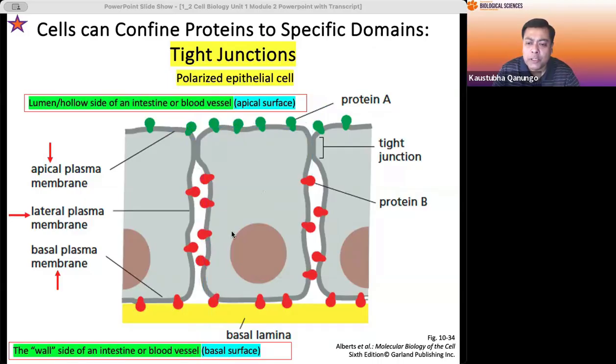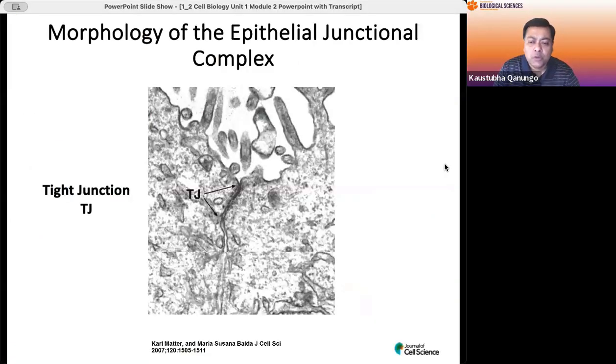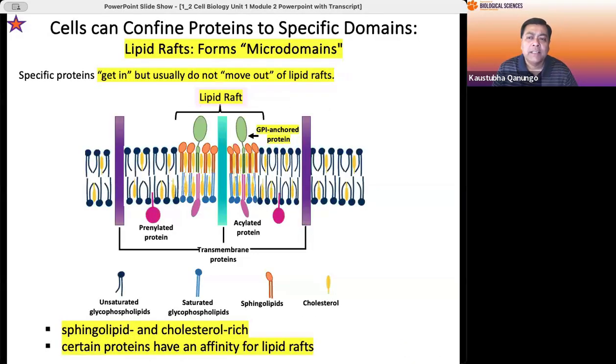So depending upon the domain, the cells can decide where to send what kind of protein and confine them there. You will not see the green in the basolateral surface. You will not see the red in the apical surface. So this is just a picture of the tight junctions. Then this is also another very, very important slide.